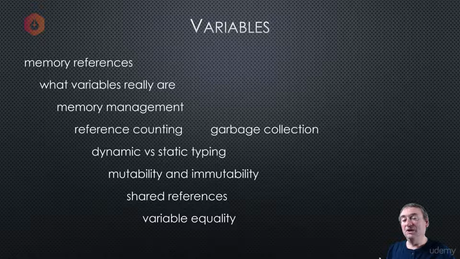Then we'll look at variable equality. Now, we tend to think of variable equality as, well, if they have both the same value, they're equal. But there can also be other instances where maybe we're not talking about the values, but something else. So we'll take a look at variable equality, again, in the context of memory references.